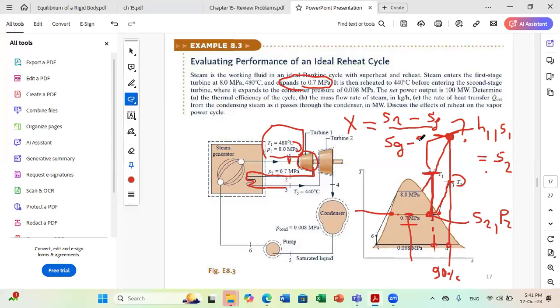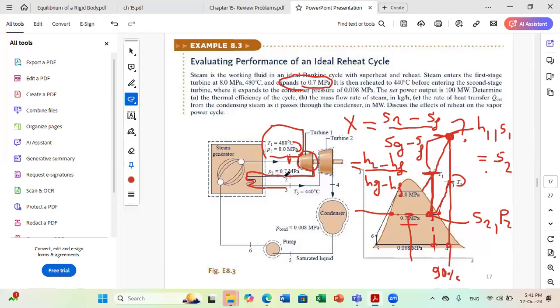And now once we get the quality X, we can find whatever we want. We can find the enthalpy and any other property of interest. So now we can say that this X is also equal to H2 minus HF over Hg minus HF. And this will allow us to find the enthalpy at this point. Okay? Now, we move to state 3.